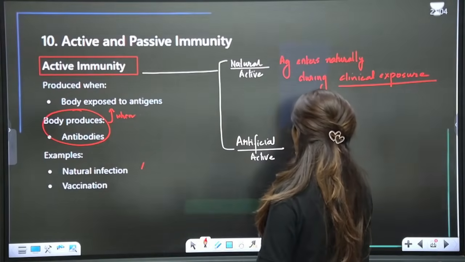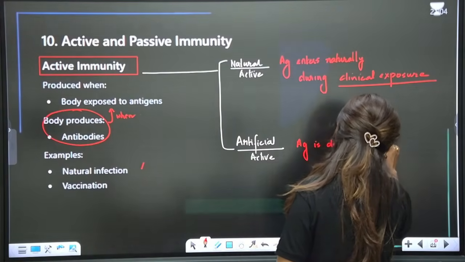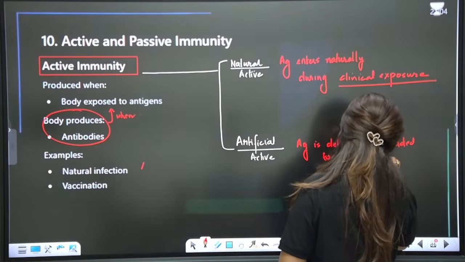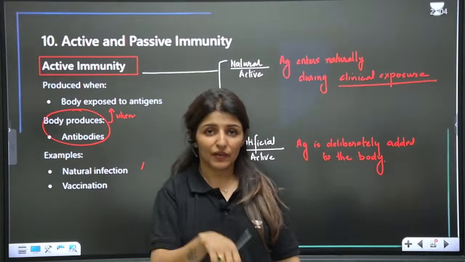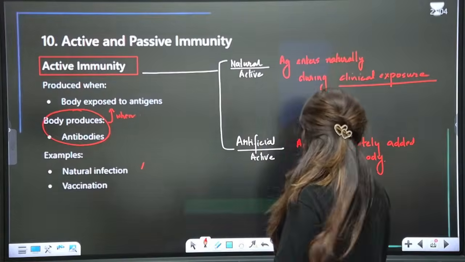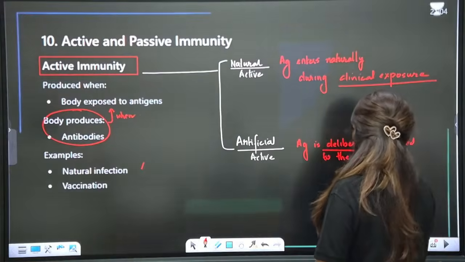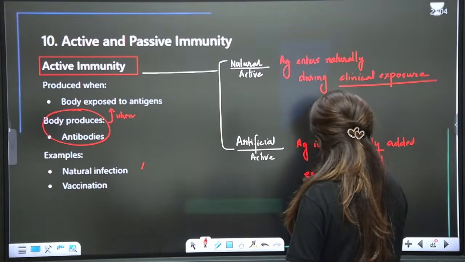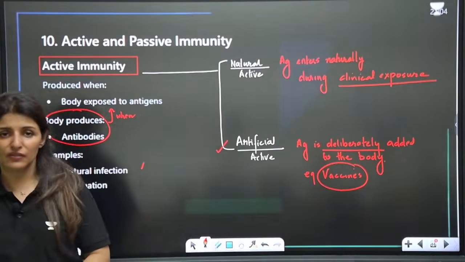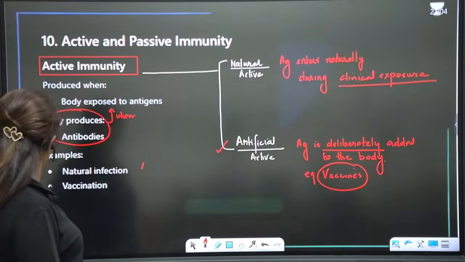Then artificial active immunity. Here antigen is deliberately added to your body. How? Two drops of polio drops. So every vaccine has an antigen, right? So deliberately means you do it by intention. So deliberately added to the body, for example, by vaccines. So you must know what type of immunity is provided by vaccines. Vaccines provide active artificial immunity. Is that clear?